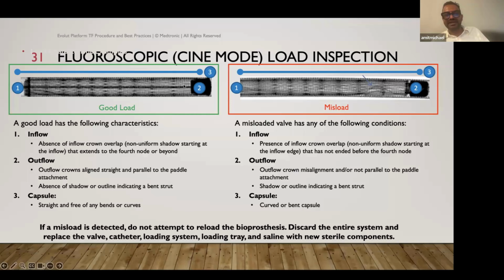Secondly, on the outflow side, you need to make sure that all these struts are parallel. If you see the right picture, you can see there's a bit of a mishap there. So that's not a properly prepared valve. And then you have to look for any bends or curves in the capsule as well. Okay, so that's what you are trying to check for in the fluoro check.